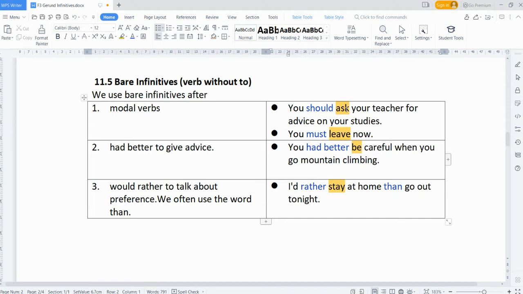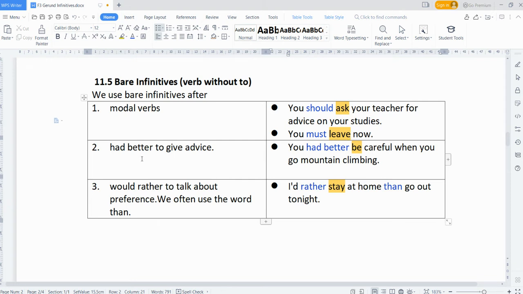You don't say you should asking. You should ask with the S, no. You put the root form of the verb here. You should ask. So ask here is a bare infinitive, highlighted in orange. Number two, you must leave now. You don't say you must leaving, you must leaves. You say you must leave, without to in front.